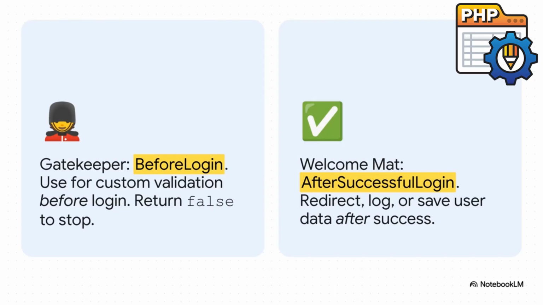Let's see this pattern in action with the login process. The Before login event is basically your bouncer at the club door. It fires before PHPRunner even bothers to check the password, letting you run your own security checks. If your code says nope, the login just stops, right there. But once the user is in, After successful login rolls out the welcome mat. It can redirect them, log their activity, whatever you need.